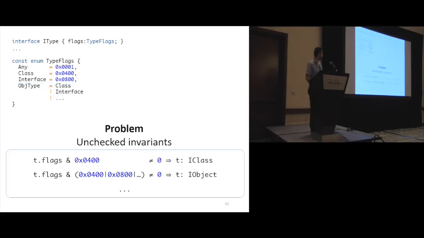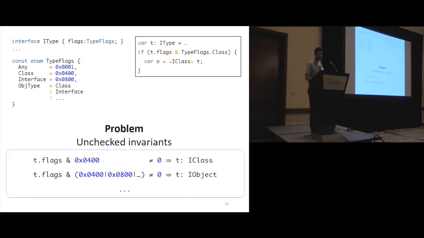However, the problem here is that these invariants were completely unchecked. So if we had, for example, the code on the top right, where we define a variable of type iType and then have a check on the value of its flag and then downcast it to an iClass. Now this code is probably correct because it adheres to the first part of the invariant. However, if we were to replace the check, the downcast from iClass to iAny, then we would still not get an error flagged, neither statically nor at runtime. But this is obviously something that we wouldn't want to have.